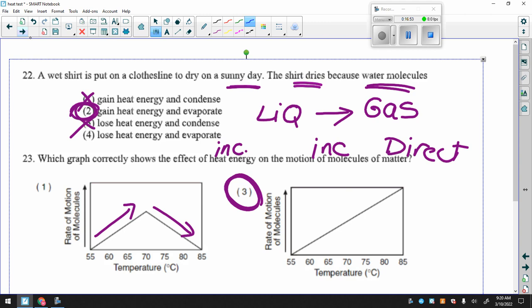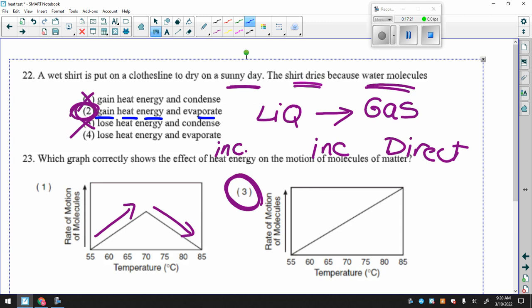Number 22. A wet shirt dries. Why? Wet means water is a liquid. Liquids turn to gas. It gains heat and evaporates. The why to this one, if you got it wrong, is liquid to gas. You write that question statement down. That's the why.